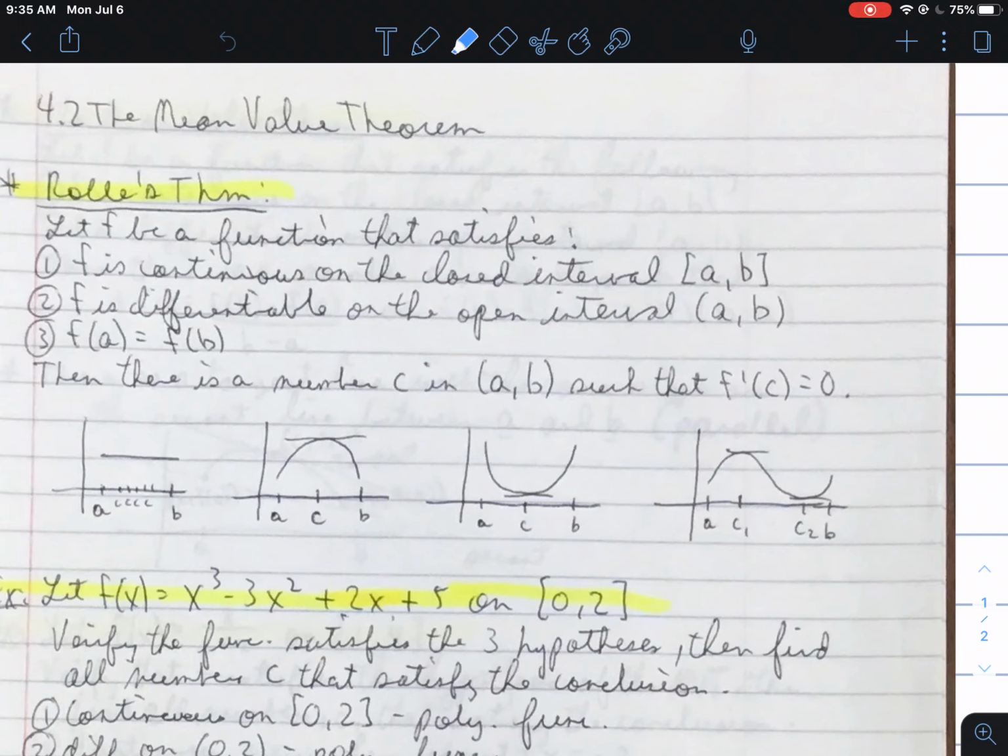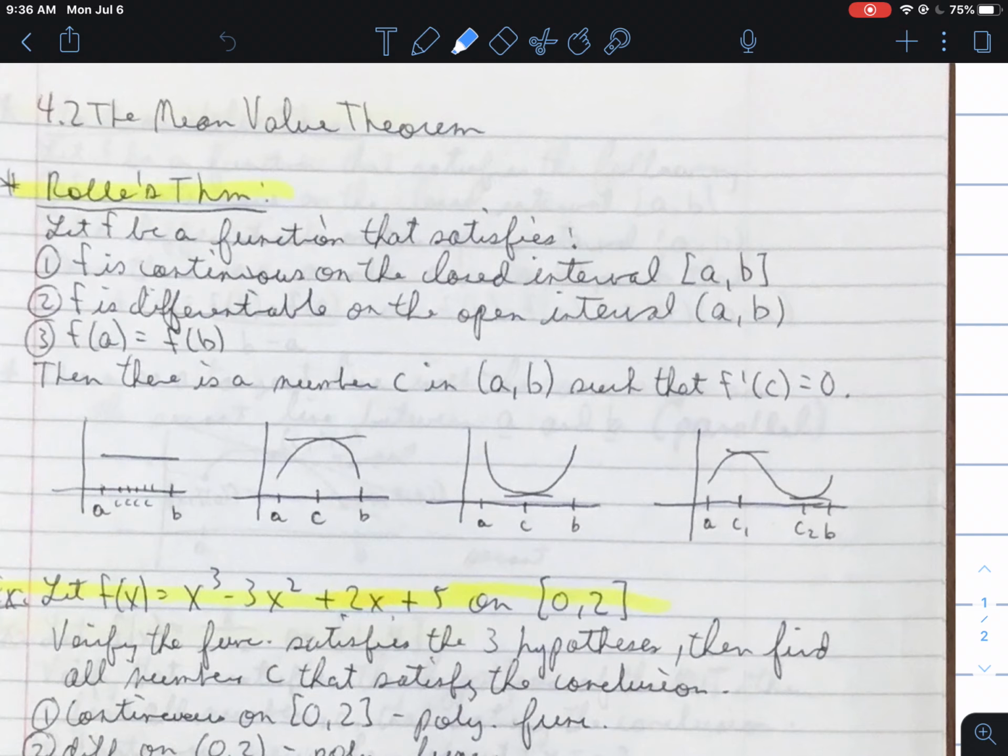Section 4.2, the mean value theorem. Now this section is kind of a standalone section, getting away a little bit from what we were talking about in the first section, where we were looking at locations of extreme values, turning points, maximum and minimum values of a function. We're going to get back to that in the next section, 4.3, and start looking at how we can actually use the derivative to help us find those values. But in the meantime, in the middle of that, we'll talk about this mean value theorem.